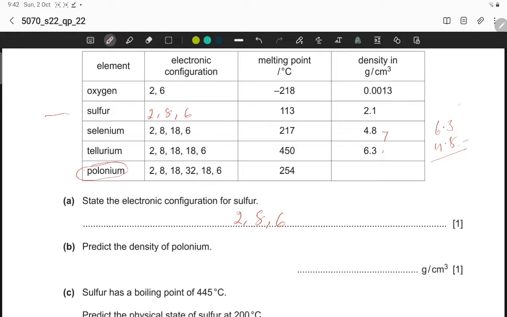So do the subtraction, and over here the difference is nearly 1.5. So if we add this value to 6.3, 1.5, this is 7.8.